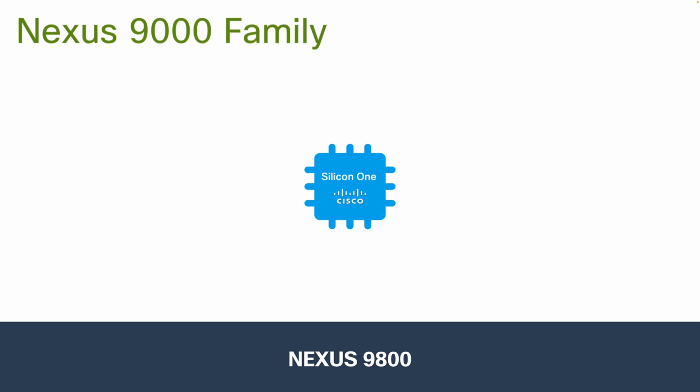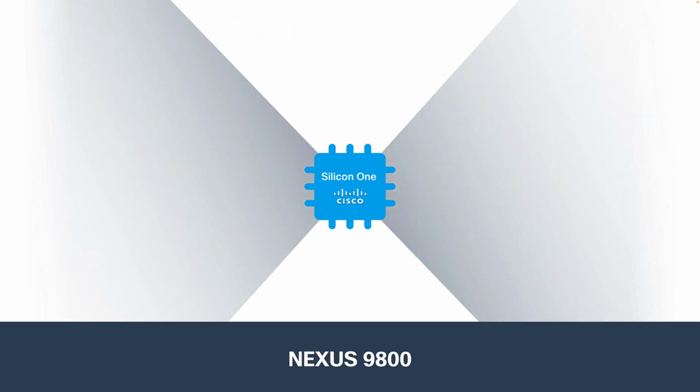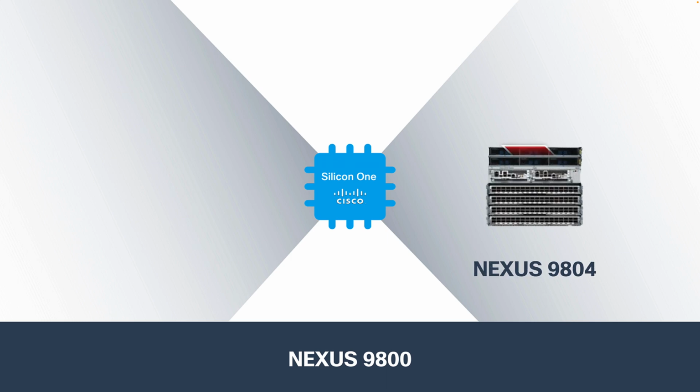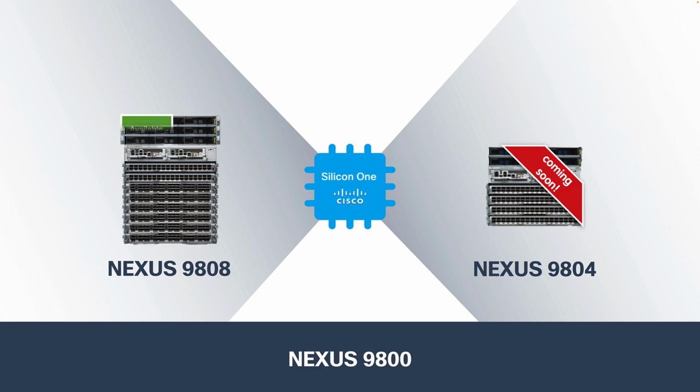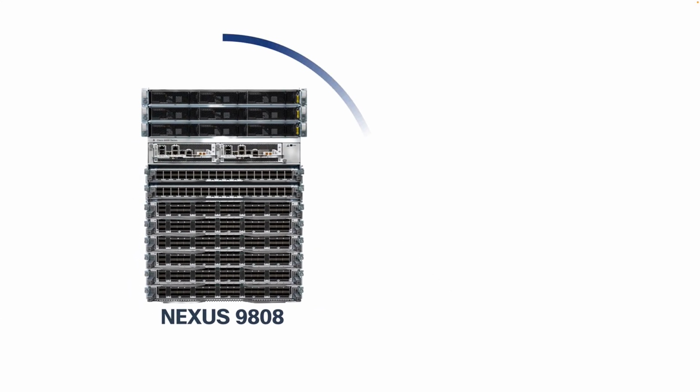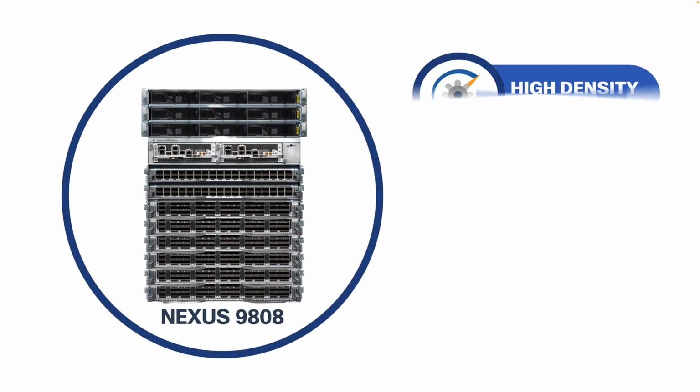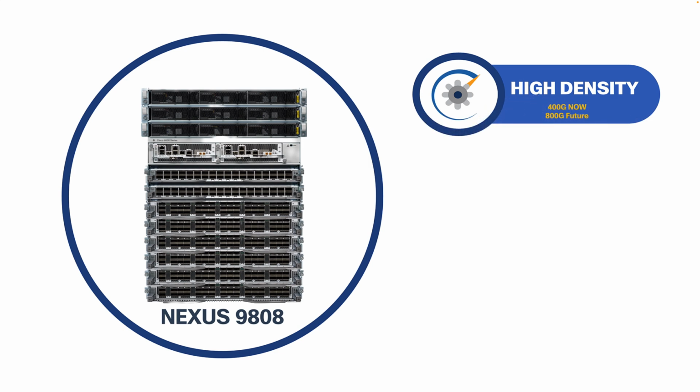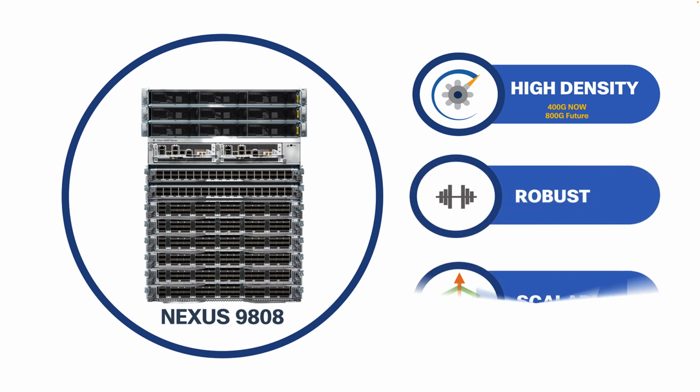Nexus 9800 is the first platform in the Nexus 9000 switch family to use Silicon One ASICs. As we mentioned in one of our previous videos, there are two switch models in the 9800 platform: the 9804, which will be available soon after the recording of this video, and the 9808, which is already available. In this chapter, we will focus on the 9808, which supports high density for 400G interfaces and 800G in the future, making it one of the most robust and scalable switches in the market.